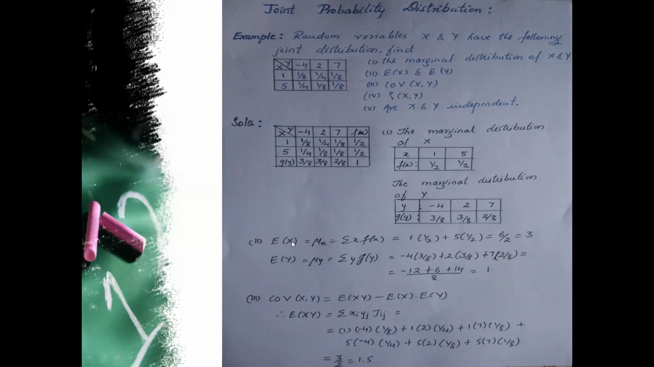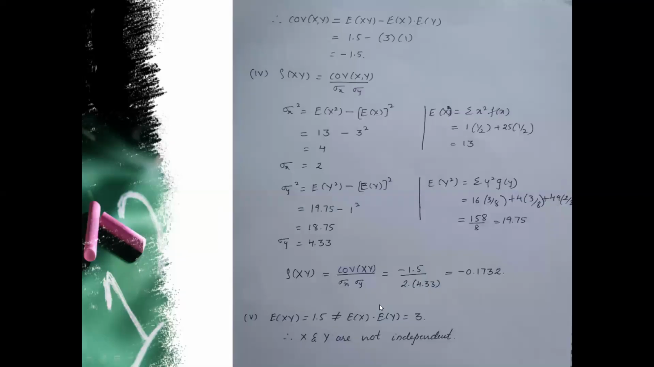Already expectation of x and expectation of y are known to us. Substitute it here. So 1.5 minus 3 into 1, that is 1.5 minus 3, we get minus 1.5. Now rho, that is correlation, is given by covariance divided by sigma x into sigma y.